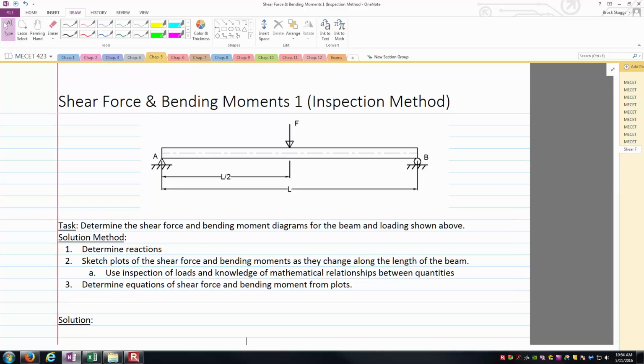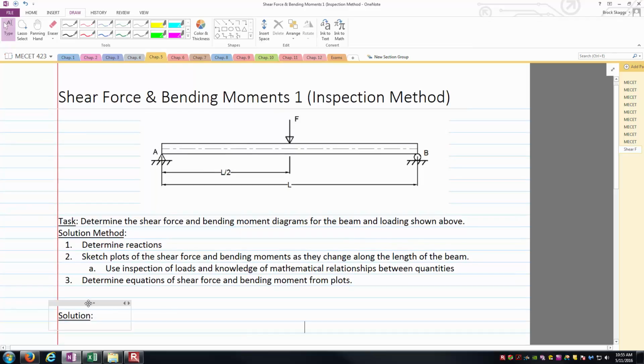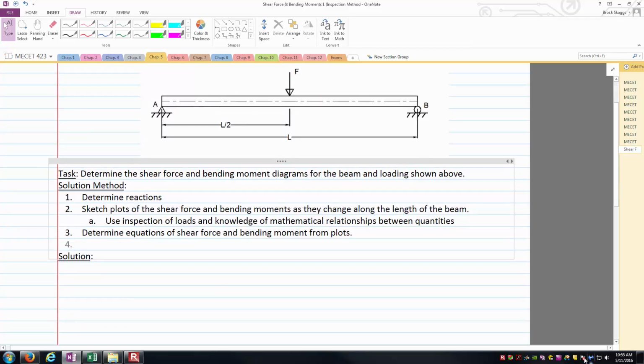Our solution method here, if we're going to follow this inspection method: first thing I want to do is figure out the reactions at A and B. Then I'm going to use those reactions and knowledge about how the forces relate to the internal shear force, and how the internal shear force relates to the bending moment, to make sketches of the actual diagrams themselves. After that, we'll look at our diagrams, maybe they're constants, maybe they're lines, maybe they're curves, and then come up with the equations to describe what we're seeing. So with that being said, let's hop right into this.